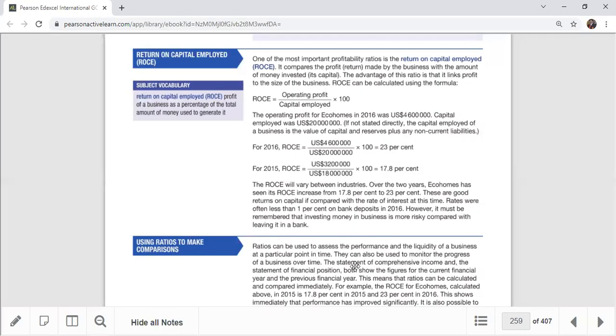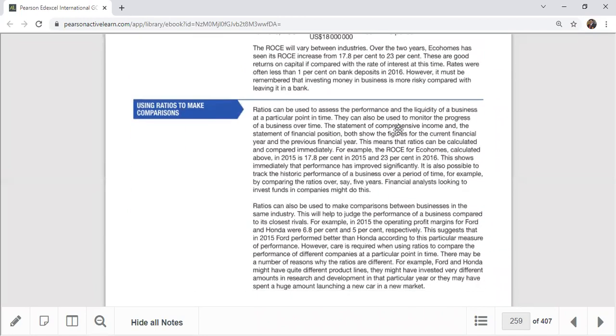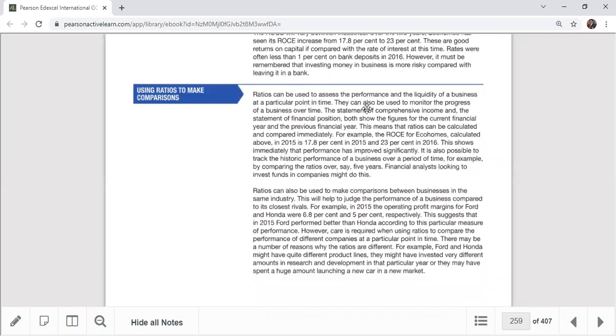Using ratios to make comparisons. Ratios can be used to assess the performance and liquidity of a business. Performance means gross profit margin and net operating profit margin. The liquidity ratios we discussed in my previous session are the current ratio and the acid test ratio. So we can compare the performance and liquidity of a business organization at a particular point in time. They can also be used to monitor the progress of a business over time.